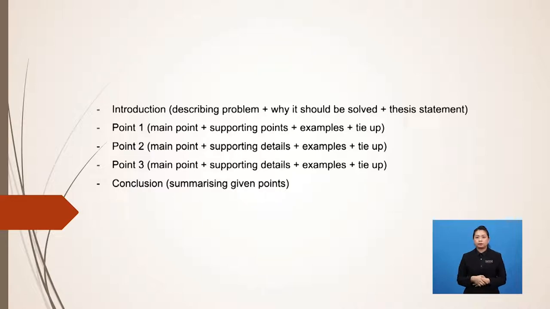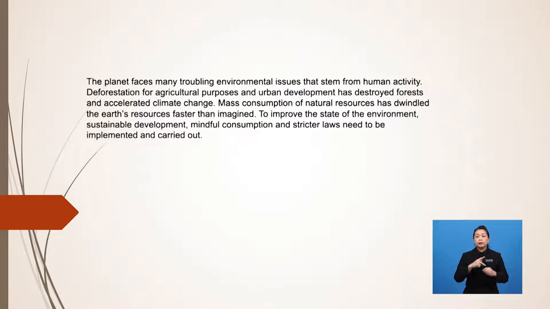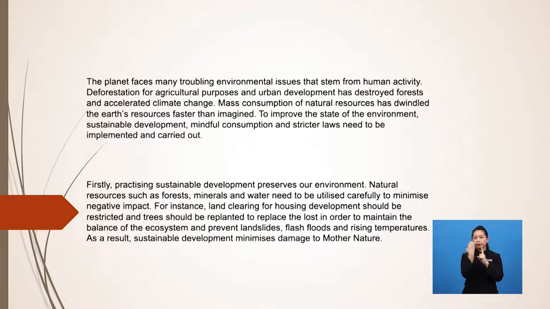A sample answer should look like this. The planet faces many troubling environmental issues that stem from human activity. Deforestation for agricultural purposes and urban development has destroyed forests and accelerated climate change. Mass consumption of natural resources has dwindled the Earth's resources faster than imagined. To improve the state of the environment, sustainable development, mindful consumption, and stricter laws need to be implemented and carried out.